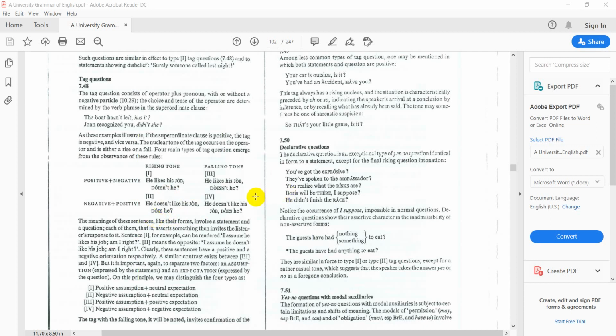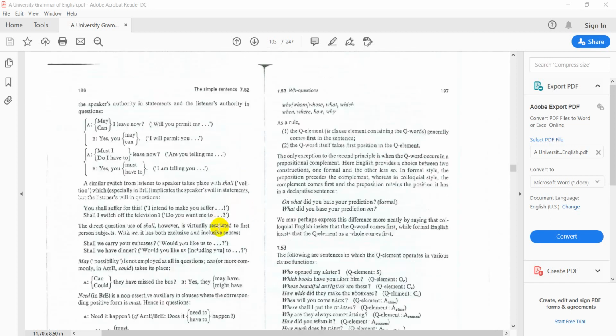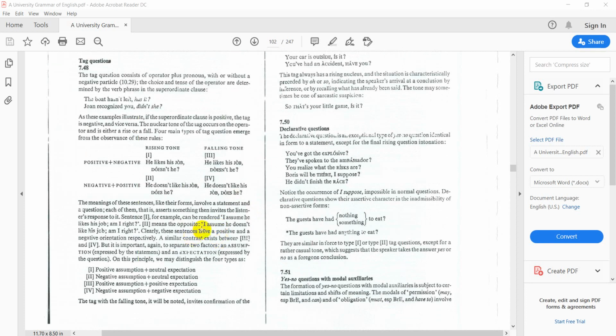While here, he likes his job. Doesn't he? You see, the intonation is falling. So instead of going up, it is going down. Notice the O here and the mark over it. He doesn't like his job. Does he? So as you see, falling intonation. The meaning of these sentences, like their forms, involves a statement. This is the statement.